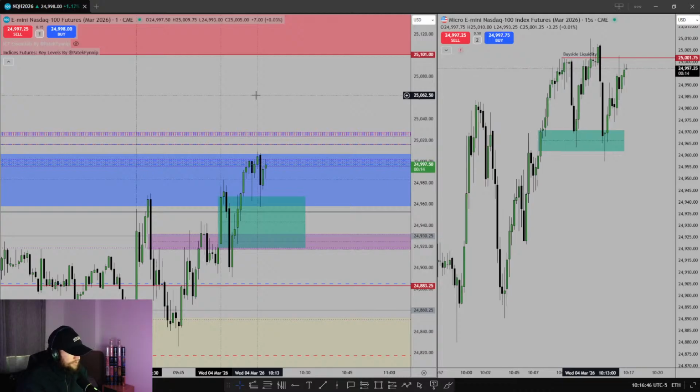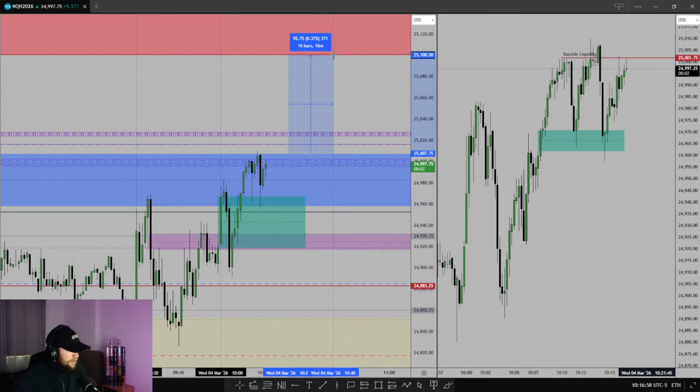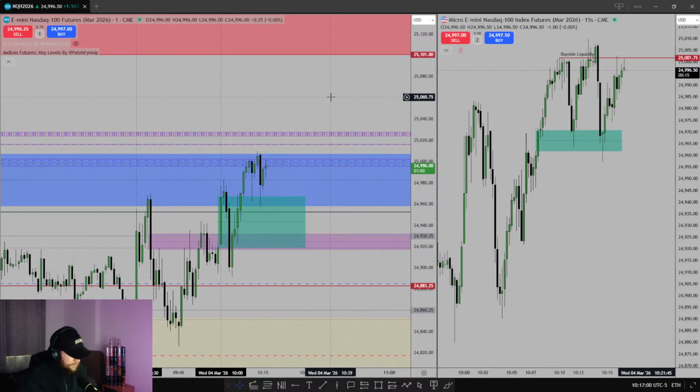All right, so for now it's ranging within that inversion fair value gap on the 1 hour chart. We still have an opportunity of trading above that and still have that 100 handles to 120 handles as opportunity.